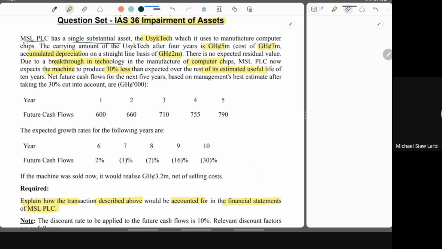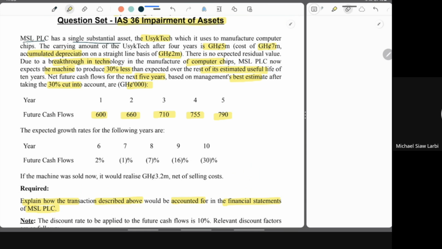The net future cash flows for the next 5 years, based on management's best estimate, after taking the 30% cut into account, are as follows. So we expect to make 600,000 in year one, 660,000 in year two. All figures are in thousands, by the way, right? 710,000 in year three, 755,000 in year four, and 790,000 in year five.